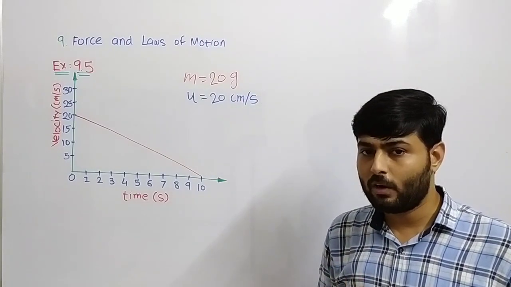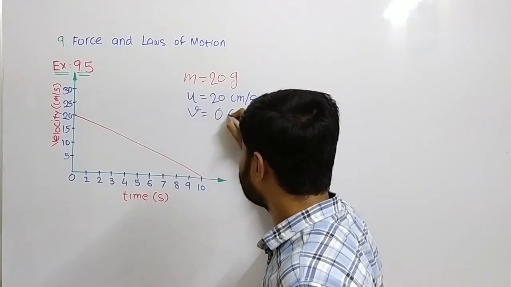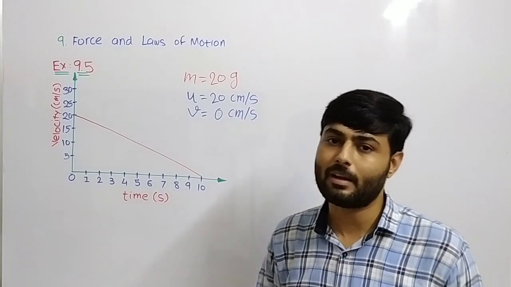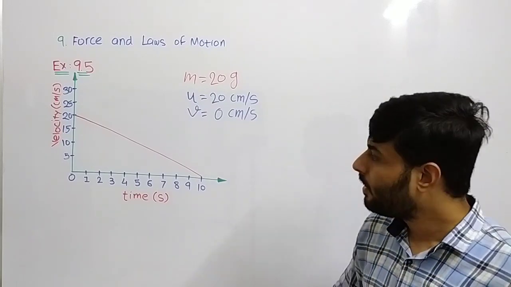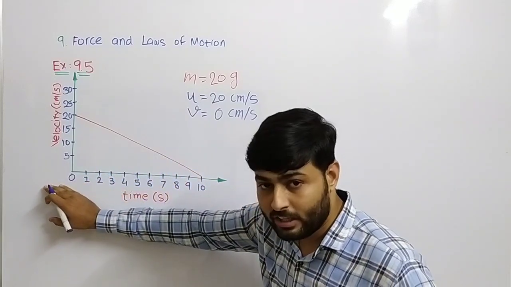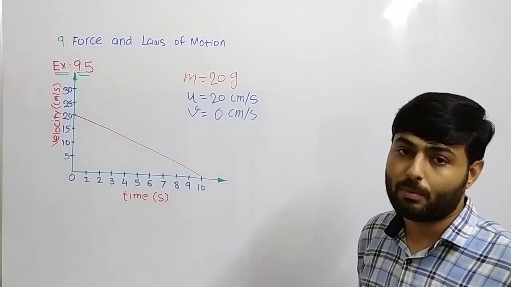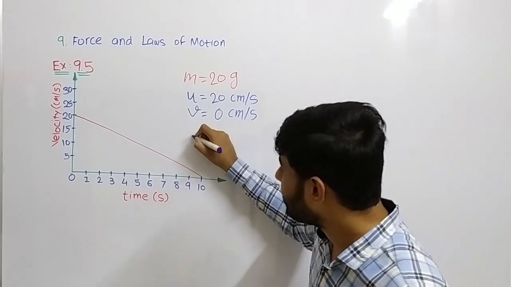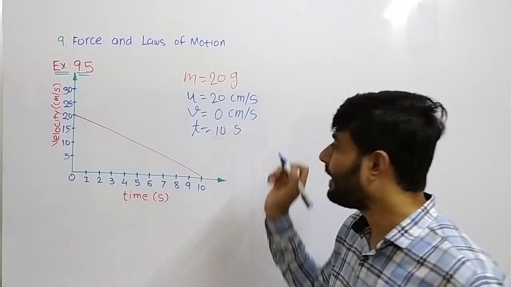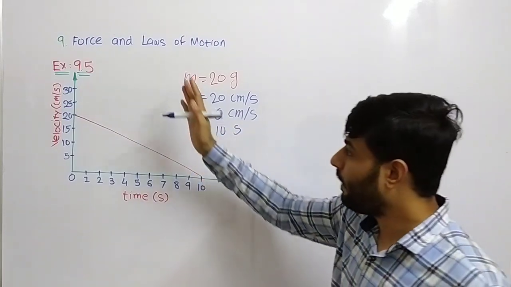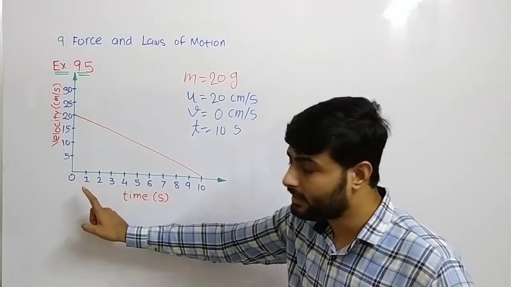Now, what is the velocity at rest? We all know that velocity at rest is nothing but 0 meter per second, or say 0 centimeter per second. From this initial velocity to the final velocity, or say rest position, this ball takes a time of 0 to 10 seconds. That is, the time is 10 seconds.